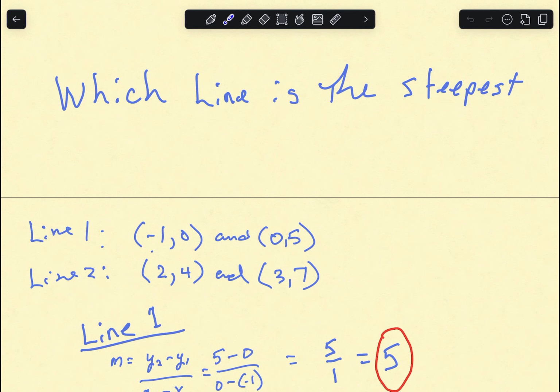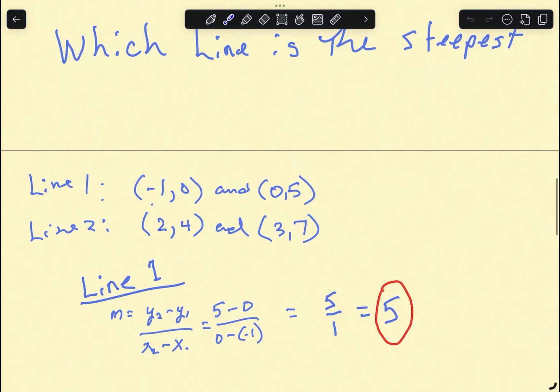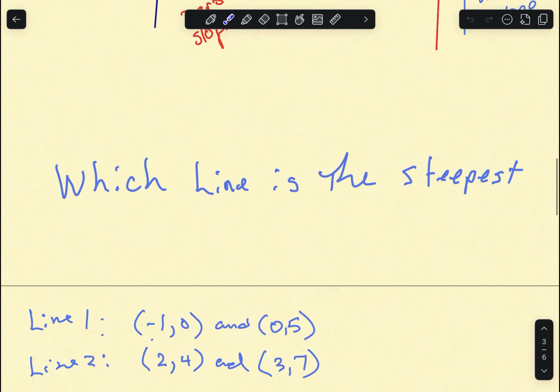Now, this next problem is going to be a little bit tricky. Which line is the steepest? You're given two lines here, and you're going to have to find the slope of each line, and whichever slope is bigger, that's the steepest.